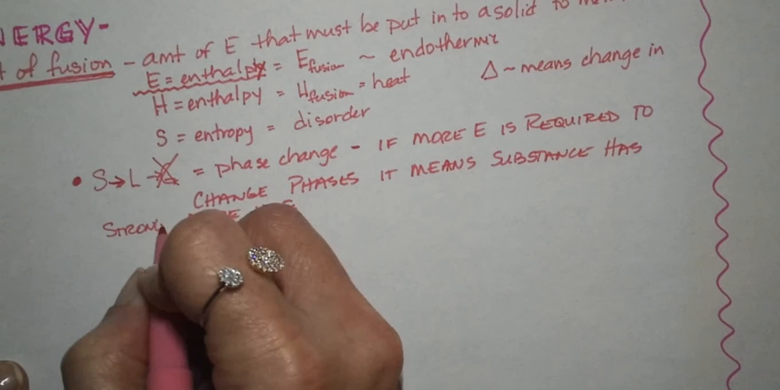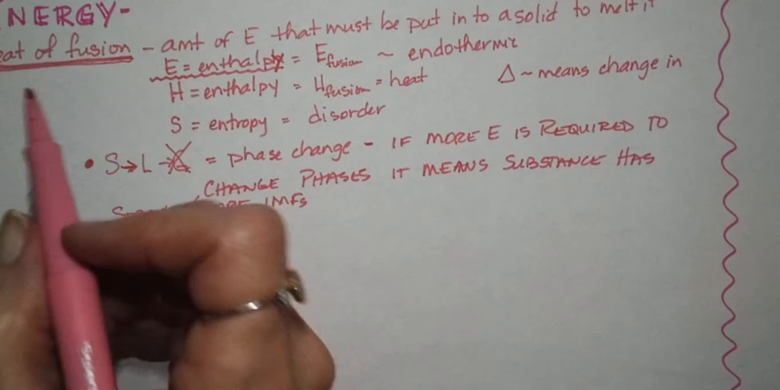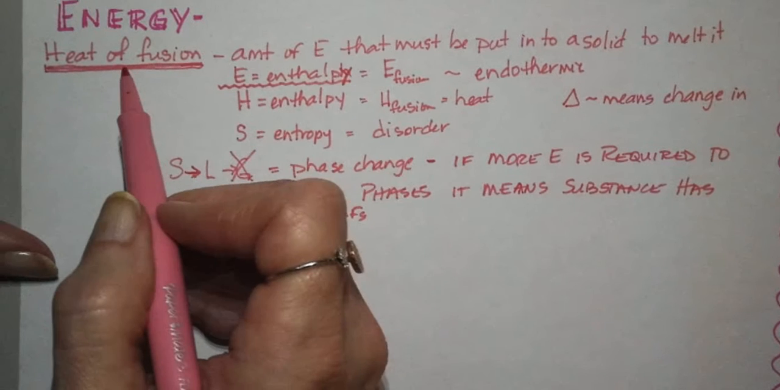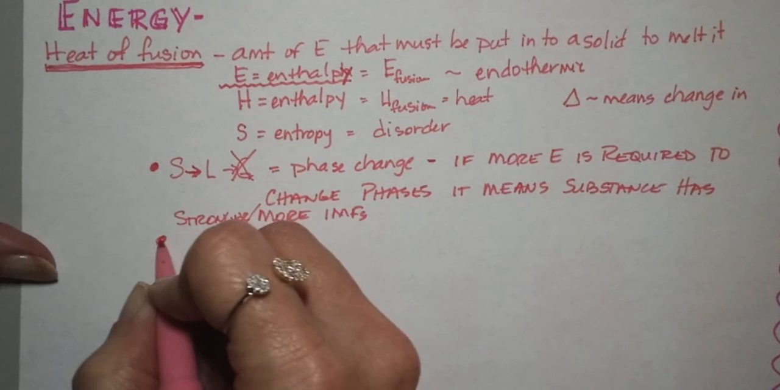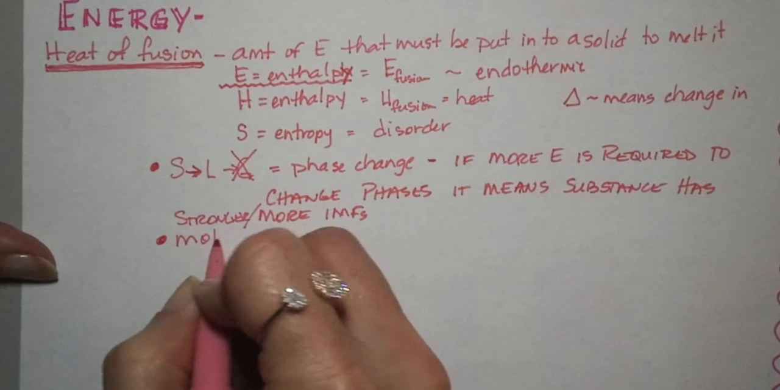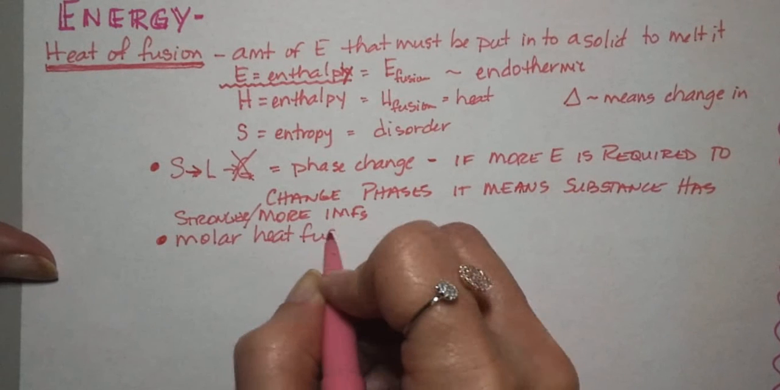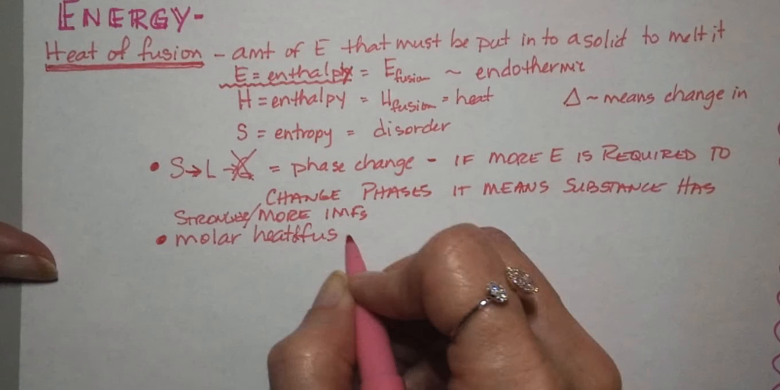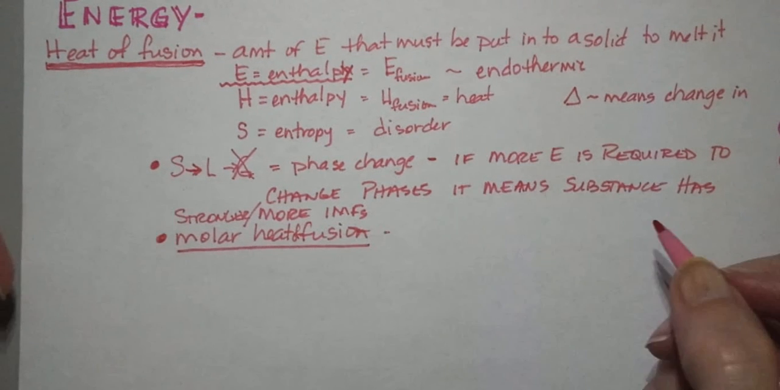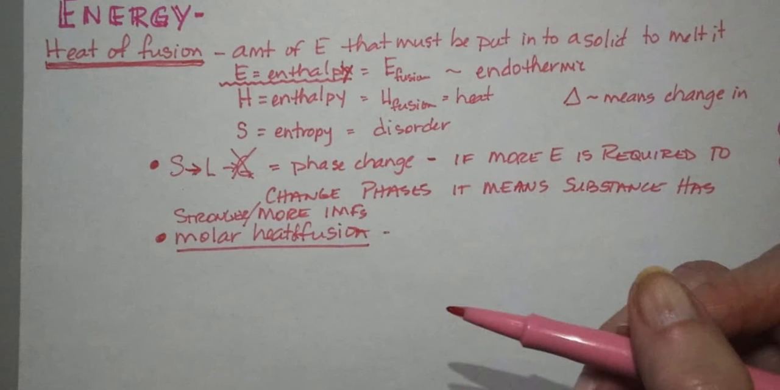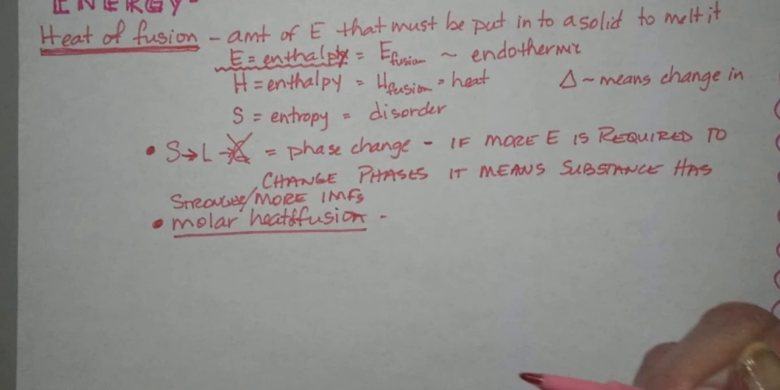Now, we can have heat of fusion, right? And we can also have, and I'm going to put it down here, molar heat of fusion, which means that we're focused on 1 mole of a substance. Now, by dealing with the molar heat of fusion, since we've got moles, we can incorporate this into our stoichiometry. So molar heat of fusion is the amount of energy needed to melt 1 mole of a substance.